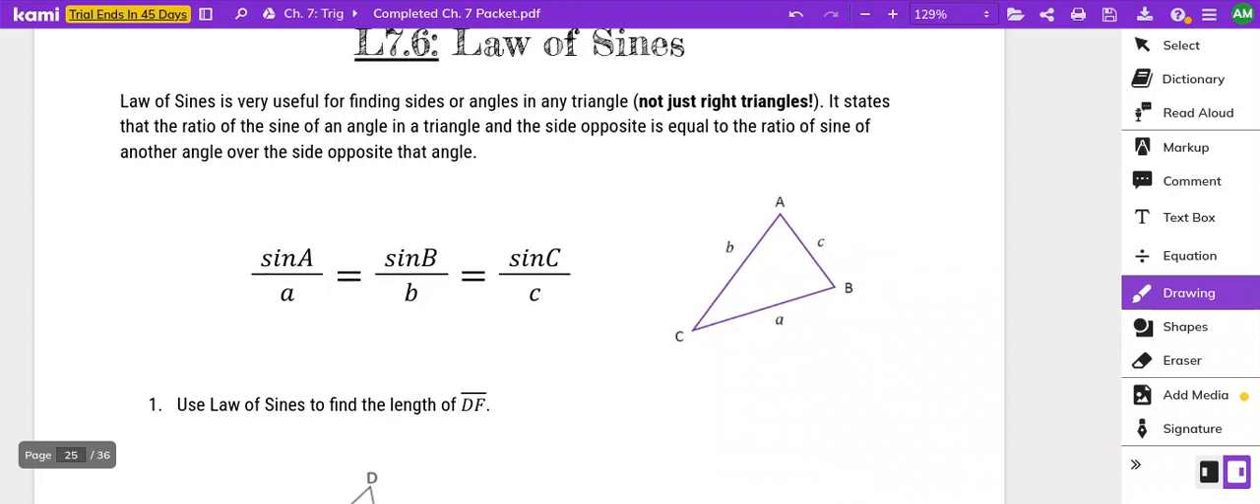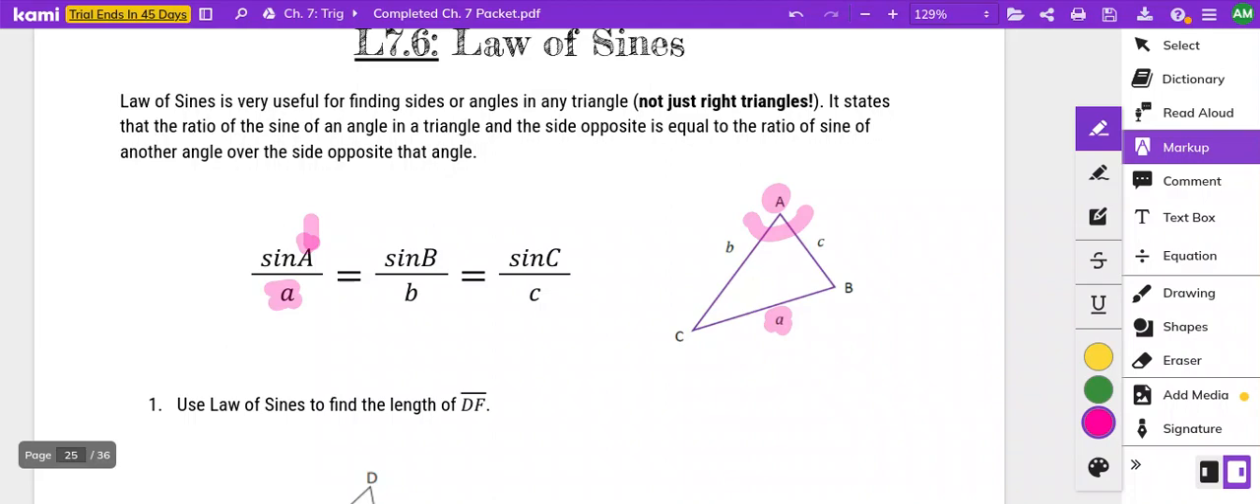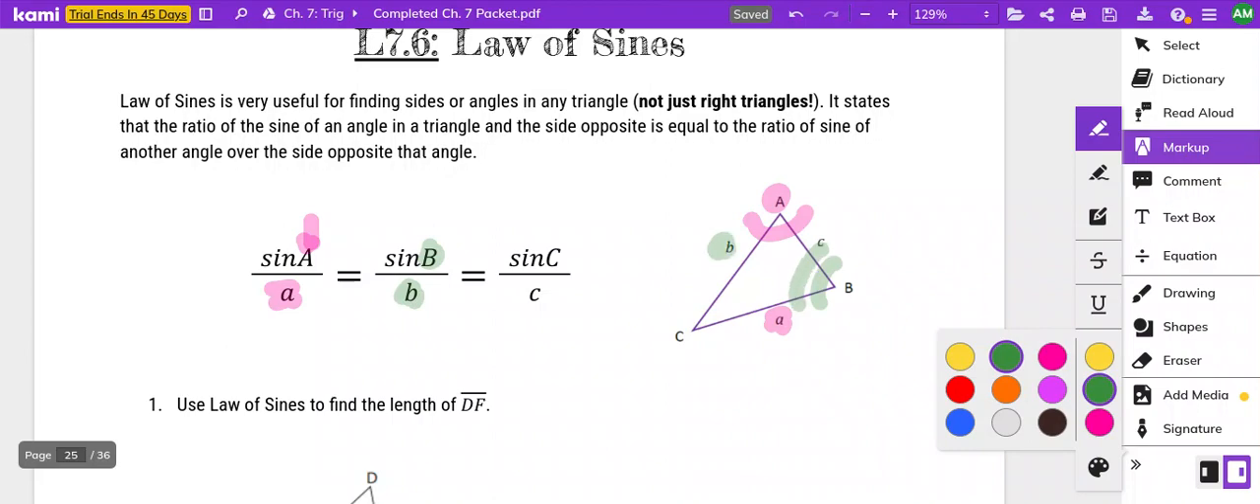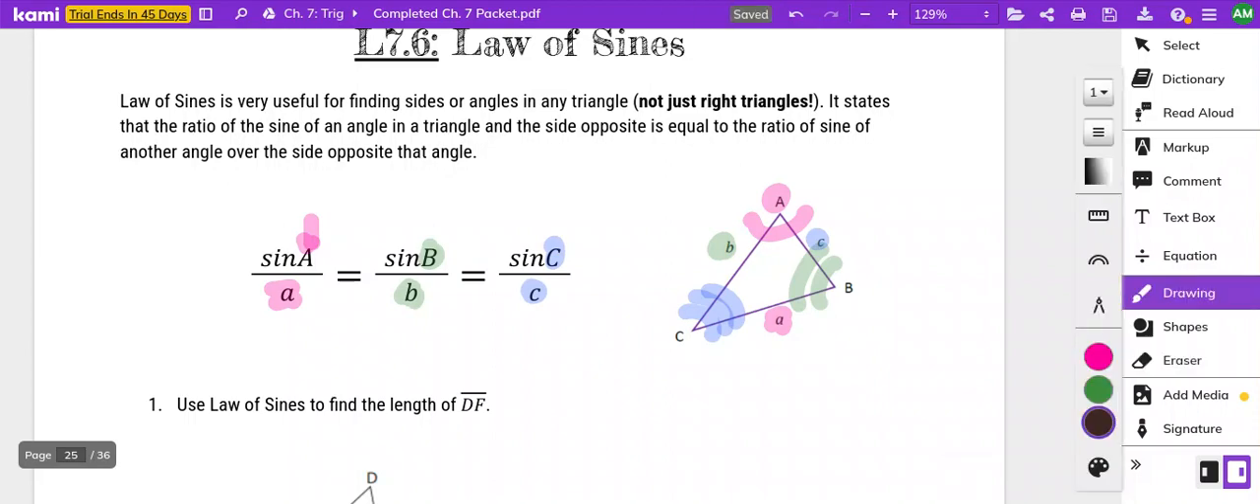So for example, here we have sine of A, so angle A, is over little a. So A goes with A, so the angle goes with the length of that side. Then we have the sine of B goes with B. B and B go together. And then lastly, C and C go together. Now the ratios of all of those are the same, which is pretty cool. And we're always going to use sine. That's why it's called law of sines.